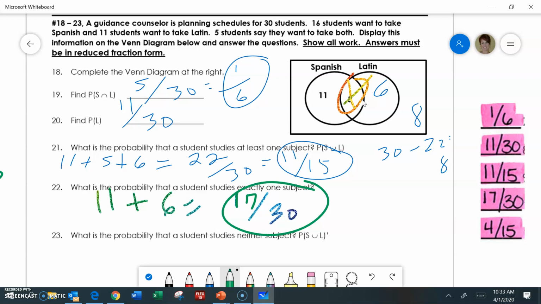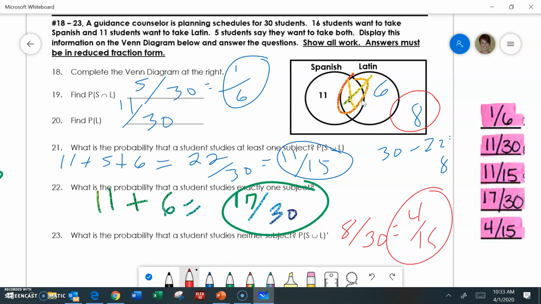And then for number 23, we have one of those complements again, which means the probability that a student takes neither subject. So that's a not. Well, if they're not taking either subject, that's going to be, I'm going to use red here, our outside, this number 8. So the answer to the very last question should have been 8 out of 30, which reduces to 4/15.